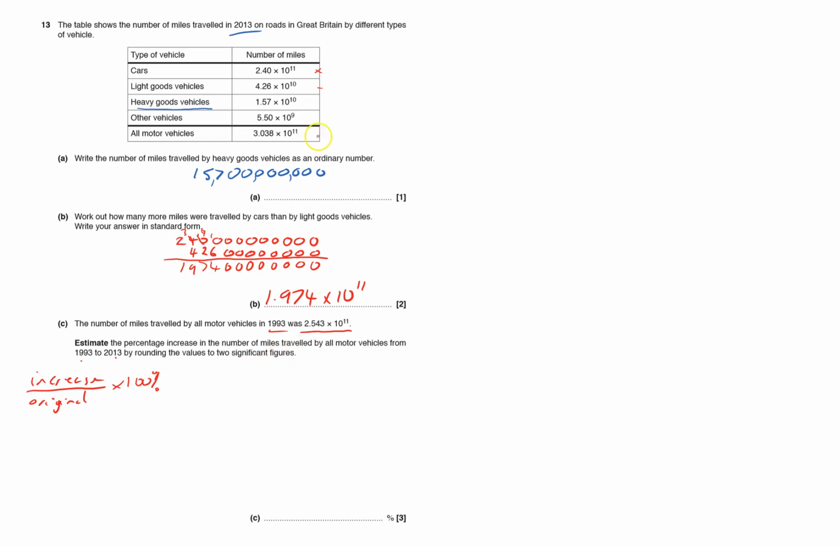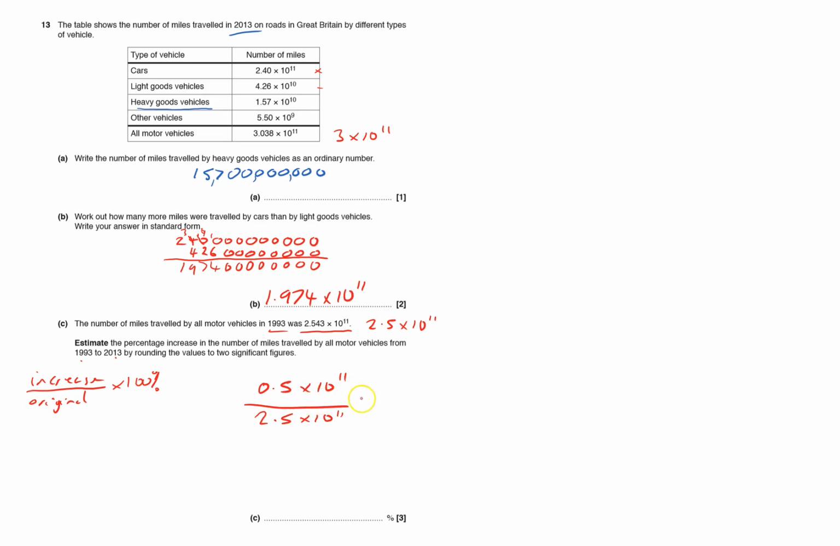So I've got to round this to 2 significant figures. That'll be 3 times 10 to the power of 11. And this one here is going to be 2.5 times 10 to the power of 11. So what's my increase? I've gone from 2.5 times 10 to the 11 all the way up to 3 times 10 to the 11. So my increase is 0.5 times 10 to the 11. And I've got to divide that by the original, and that's what it was in 1993, which is 2.5 times 10 to the 11.